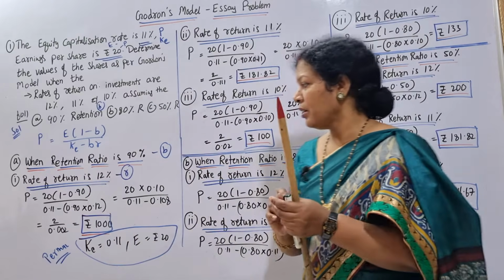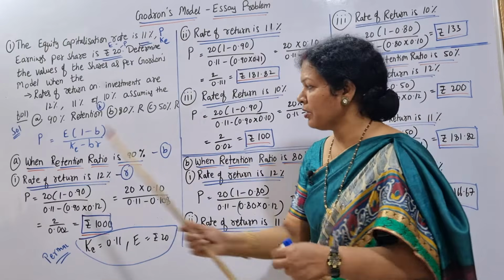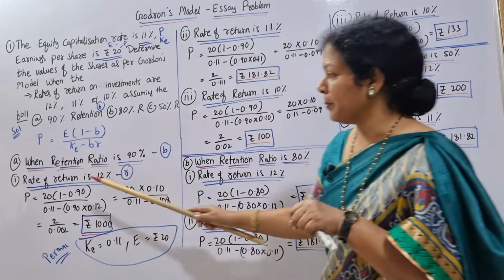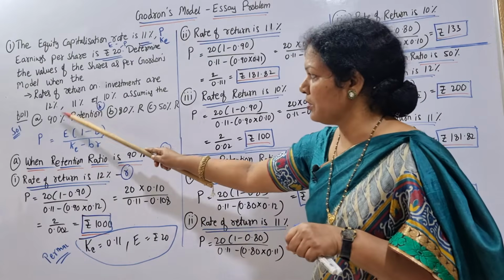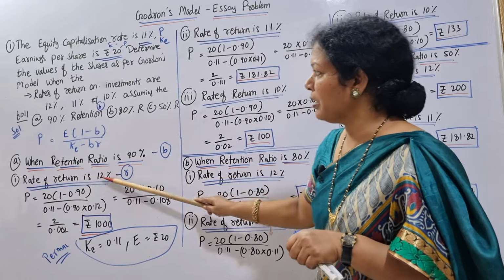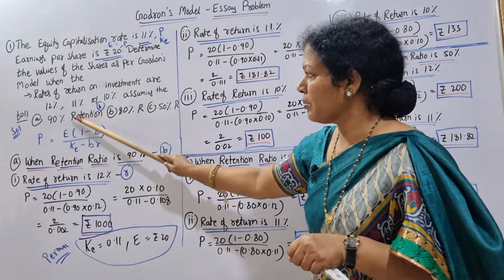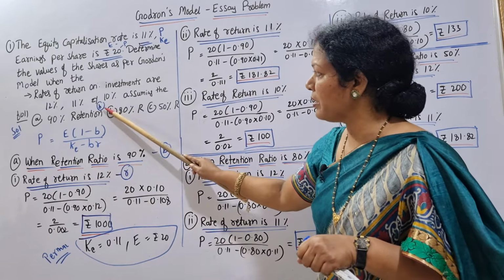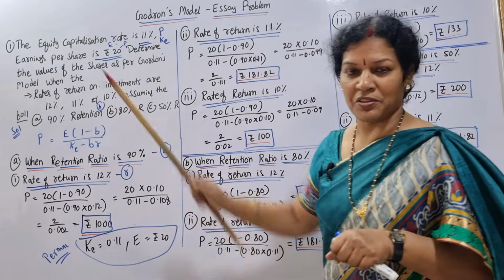Are you getting it? Now, with this same focus, we'll follow the second pattern. Same under 12%, when the rate of return is 12%, this we have done. Next one, when the rate of return is 11%.